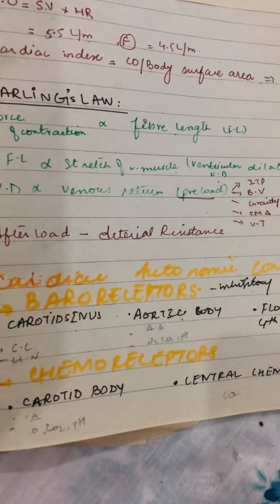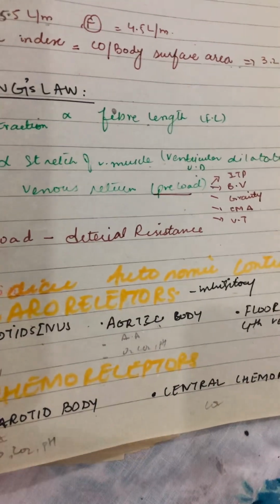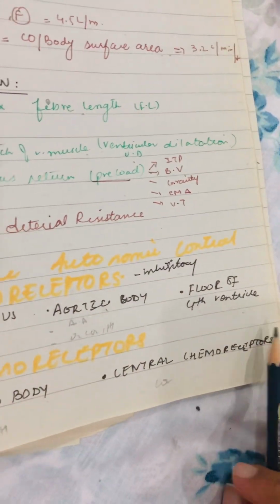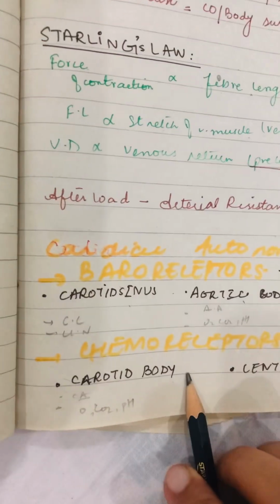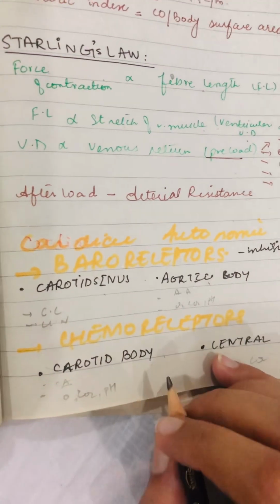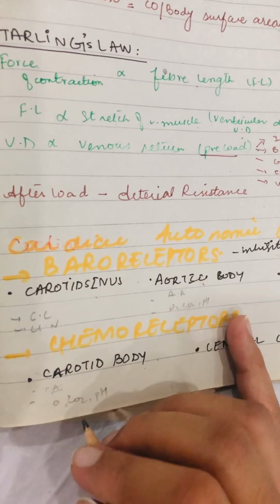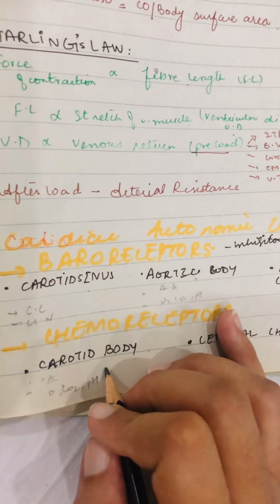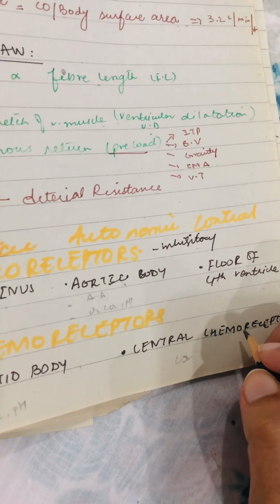Now coming on to the chemoreceptors, it consists of the carotid body and the central chemoreceptor. So the carotid body is located at the bifurcation of the common carotid artery, and it is sensitive to the oxygen, carbon dioxide, and pH, and the central chemoreceptor is sensitive to the carbon dioxide.